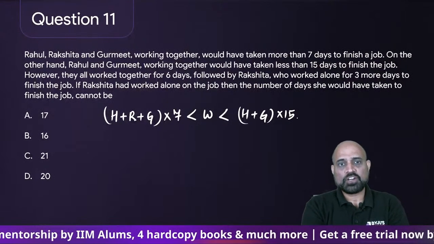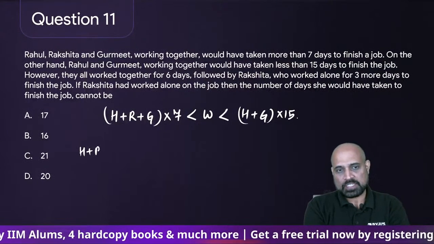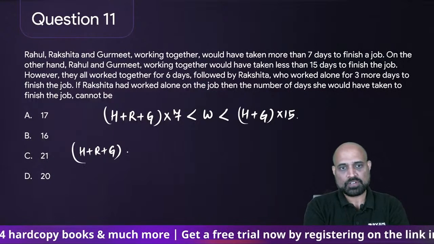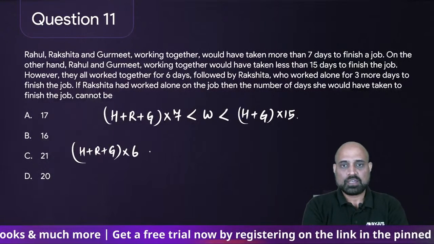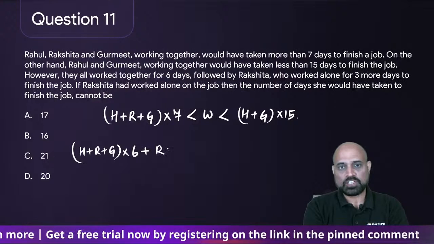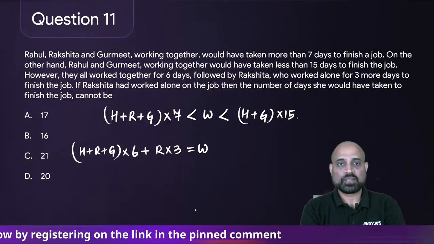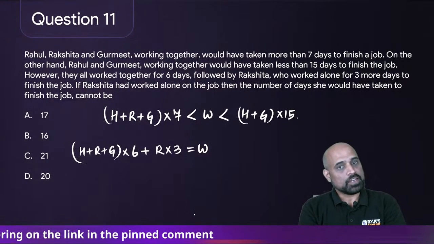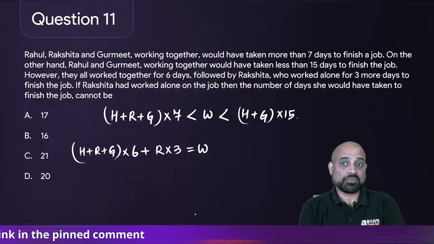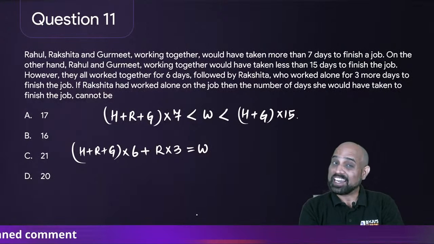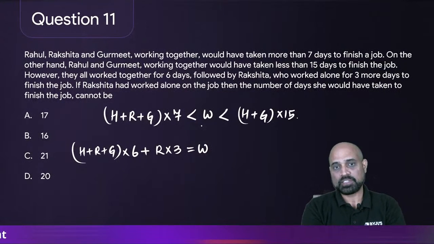Now, however, they all worked for 6 days. That means (H plus R plus G) into 6, followed by Rakshita, who worked alone for 3 more days to finish the job. So this is equal to W. If Rakshita had worked alone on the job, then the number of days she would have taken to finish the job cannot be. So what we will do is, here we will put this in place of W.